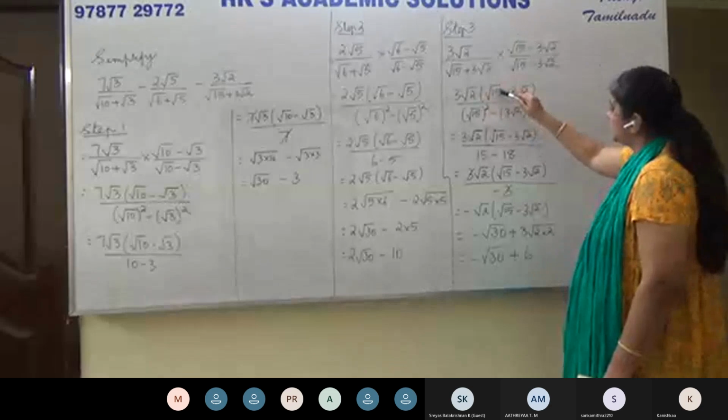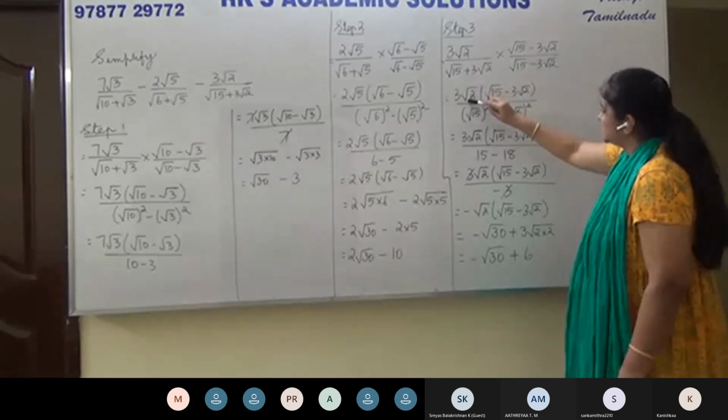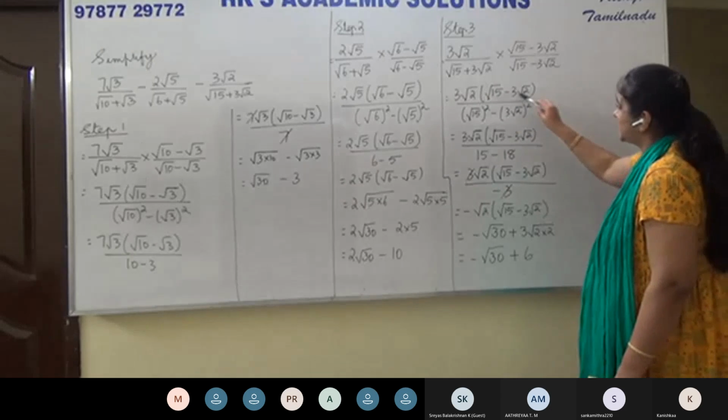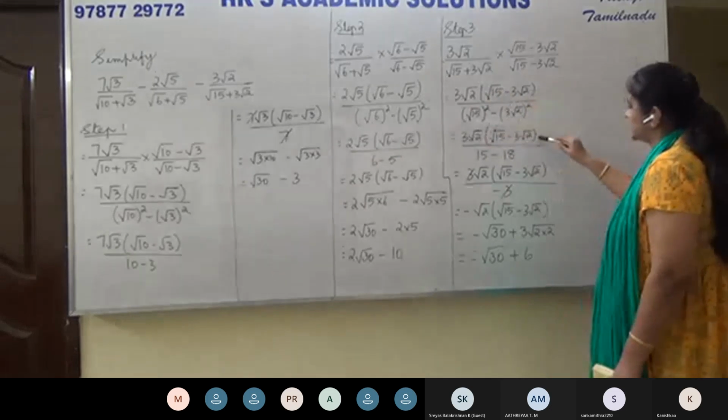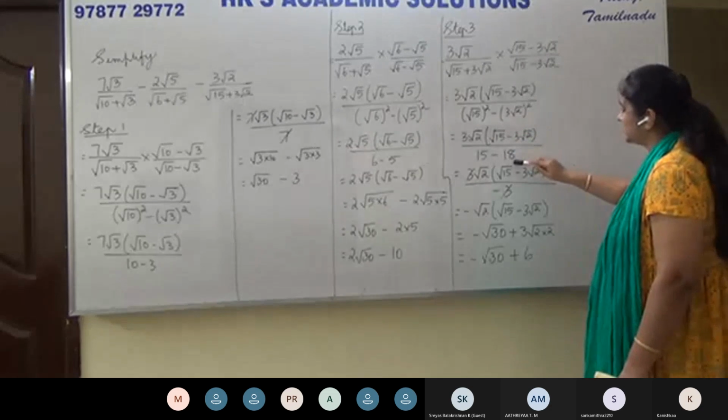Do not multiply 3 root 2 with root 15 and 3 root 2 here. Do not multiply this with these terms. Don't multiply. Have the numerator as it is. Simplify only the denominator. So this is 15. I went wrong here, children.